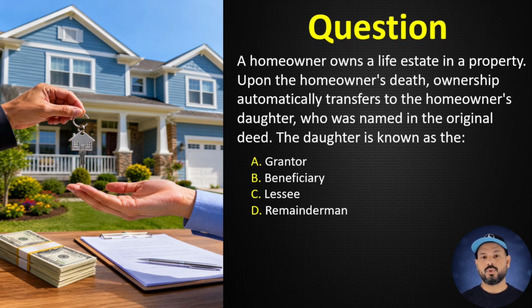Question number 24. A homeowner owns a life estate in a property. Upon the homeowner's death, ownership automatically transfers to the homeowner's daughter, who was named in the original deed. The daughter is known as the: A. Grantor, B. Beneficiary, C. Lessee, D. Remainderman. Correct answer D. Remainderman. A remainderman receives full ownership when the life estate ends.